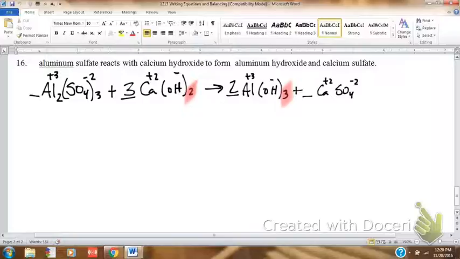So now I need to check my calciums and my sulfates. Actually, I'm going to check my sulfate because that's my polyatomic I'm going to look at next. I have 3 sulfates on the product, but I only have 1 on the reactant, so I need 3 moles of calcium sulfate on the product. And so that fixes it because I need to have 3 calciums on the reactant. Now I have 3 calciums on the product. I have 2 aluminums on the reactant. Now I have 2 on the product. So this is the balanced equation for number 16. And put 1 mole in front of aluminum sulfate.